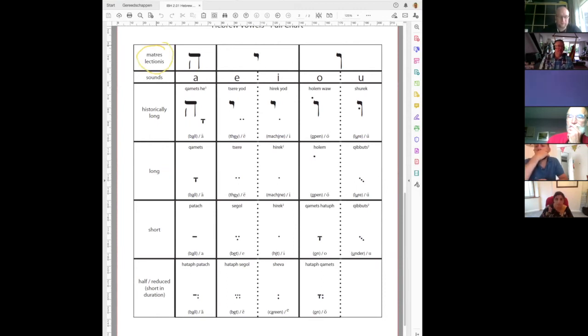Here we see matres lectionis. The He, the Yud, and the Vav. The He is with A vowels, the Yud with E and I vowels, and the Vav with O and U vowels. So that's what he's talking about. He, Yud, and Vav are what we call mother letters. They are able to carry a vowel.